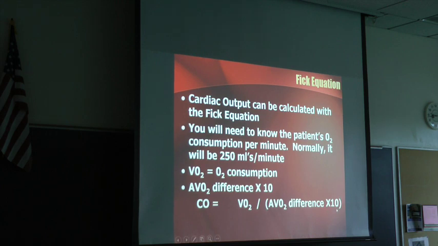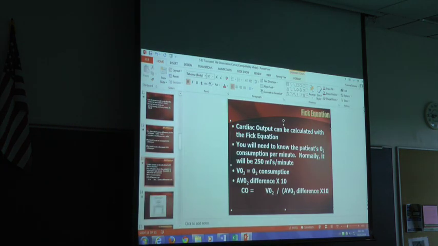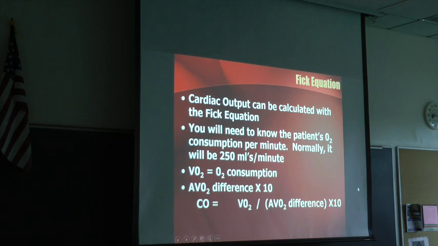It doesn't look like that. I wonder if this parenthesis was moved over. Would you understand to do O2 consumption, divide by the AVO2 difference, and then when you get your answer, multiply by 10? So maybe move the parenthesis over. And you come up with cardiac output.